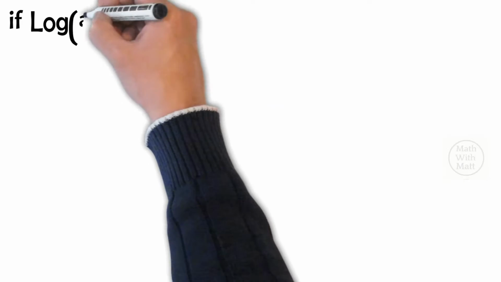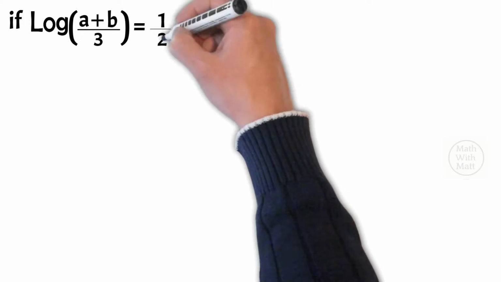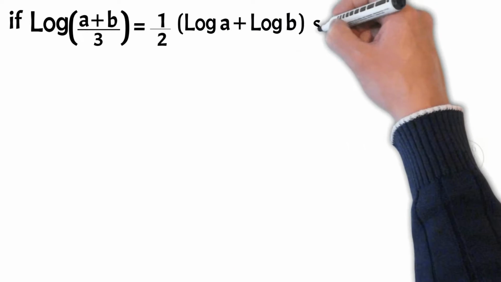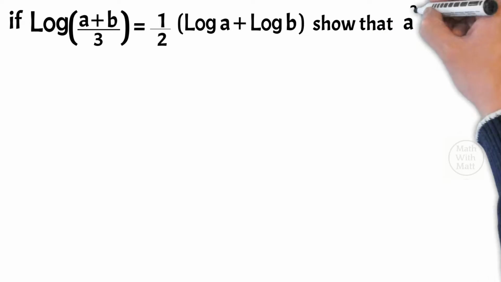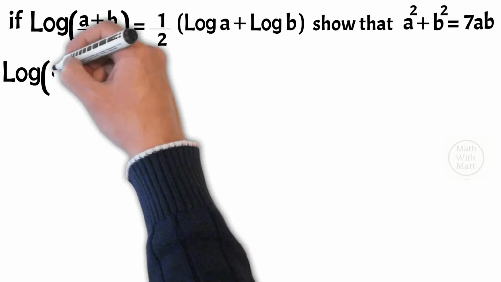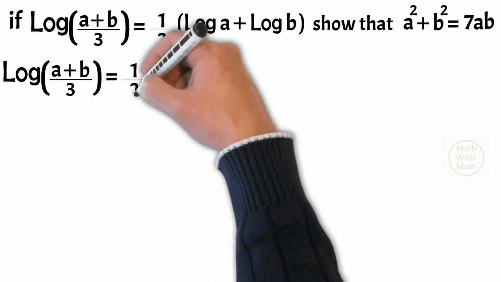The next example states, if log of a plus b upon 3 is equal to 1 upon 2 times log of a plus log of b, then we need to show that a squared plus b squared equals 7ab. Solving this one wouldn't require the usual method, meaning we won't be needing to equate the given equation to constant k.